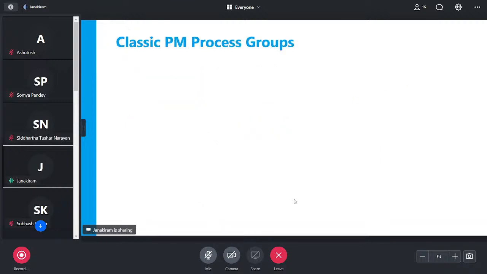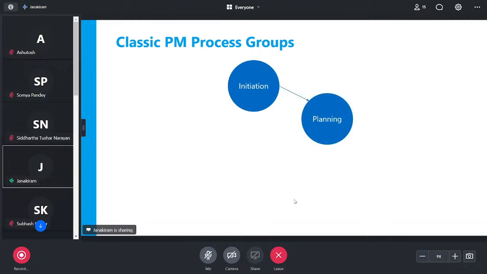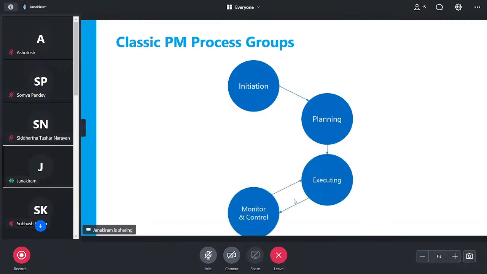For those who are familiar with previous editions of PMBOK, or who have been PMP certified in an earlier exam, you might be aware of something called IPEMC. Typical project management can be categorized into different phases like below. We have the initiation phase. Any project would have to go through this. Then we have the planning process group, then the execution process group, then the monitor and control process group, and finally the closing process group.